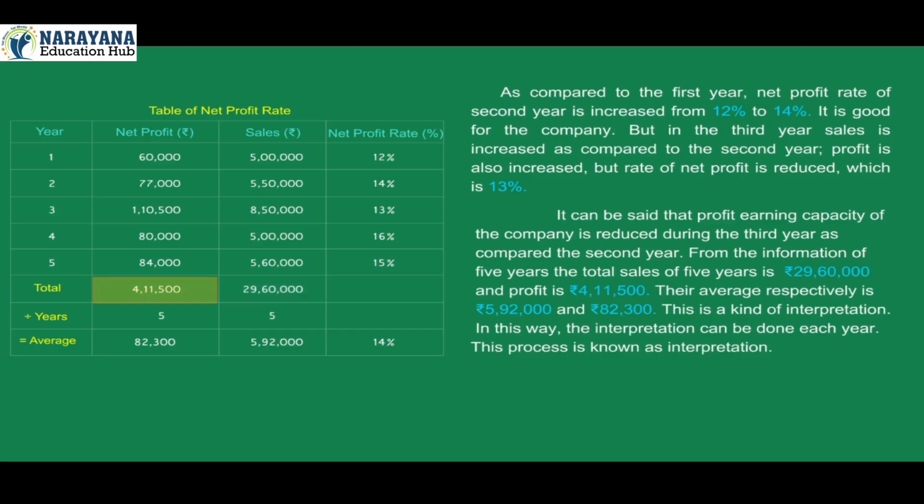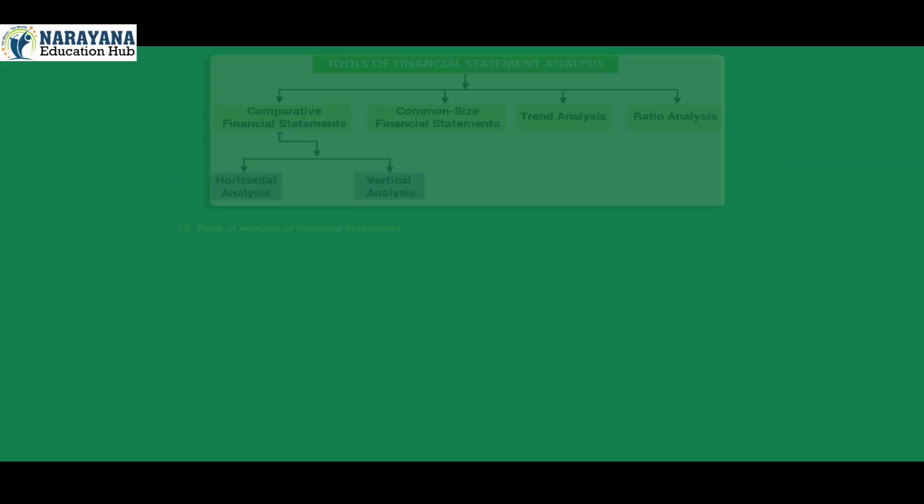4,11,500. Their average respectively is Rs 5,92,000 and Rs 82,300. This is a kind of interpretation. In this way, the interpretation can be done each year. This process is known as interpretation.